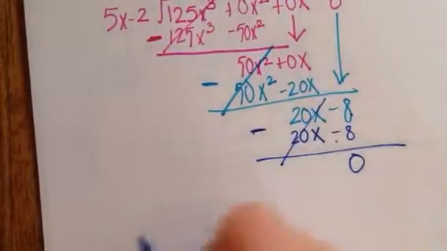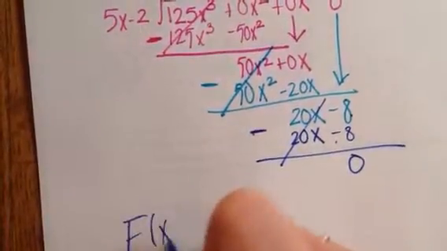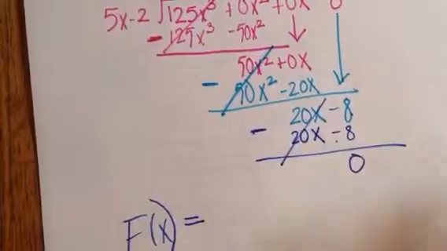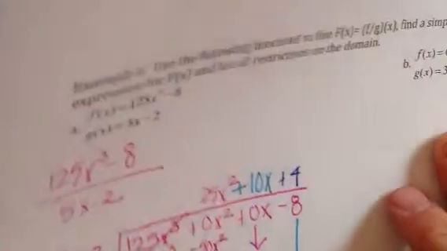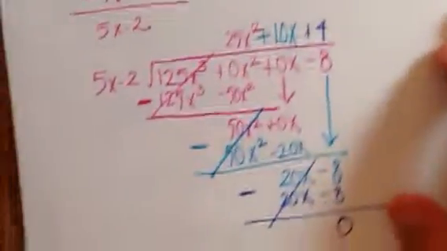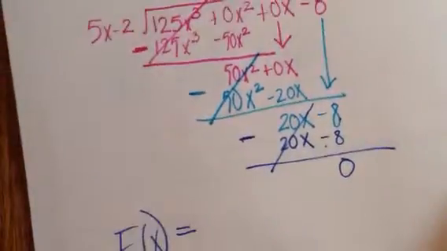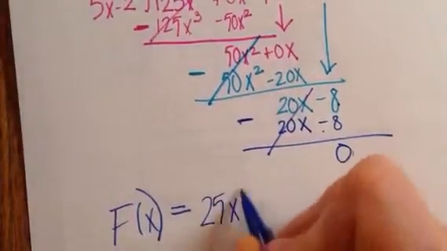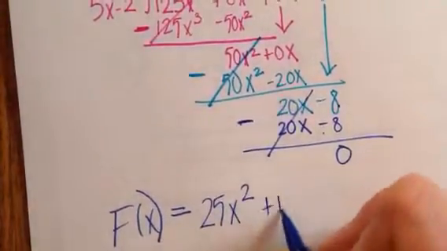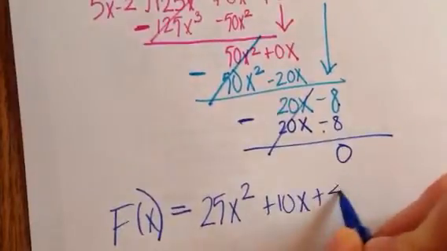So my solution. What does my capital F of x function equal? Well, I wanted it to be defined as when I had f divided by g of x, and so that's what I did here. And my quotient is my solution for my capital F function. So 25x squared plus 10x plus 4.